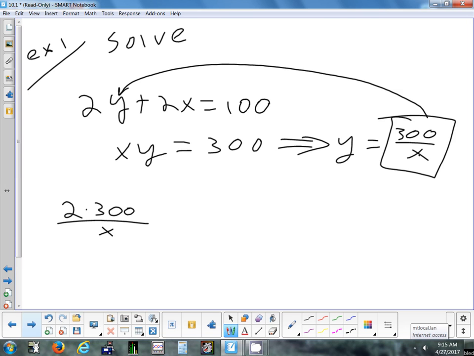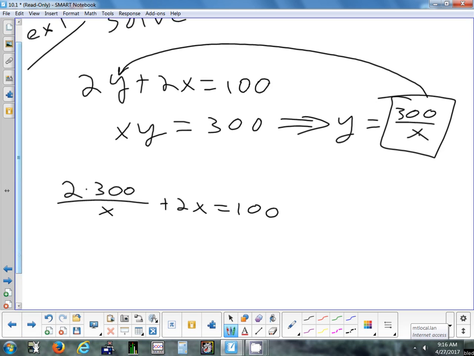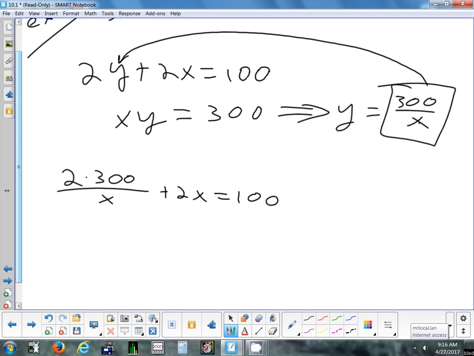300 over x. So it's 2 times 300 over x. It doesn't matter if you put the whole thing over x or just the 300. That's the same thing. Plus 2x equals 100. How many different letters are in that equation? Just one. It appears twice, but there's only one letter. It's just x's. Now we can solve for x. What's the first thing I would do here? Multiply 2 by 300. Okay, so we can put 600 over x.